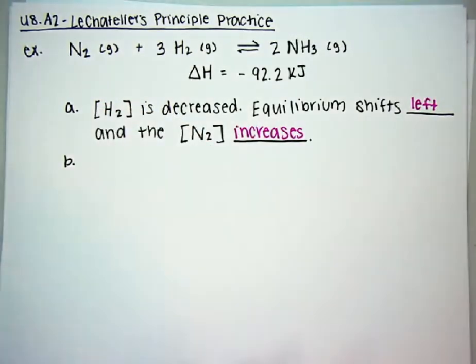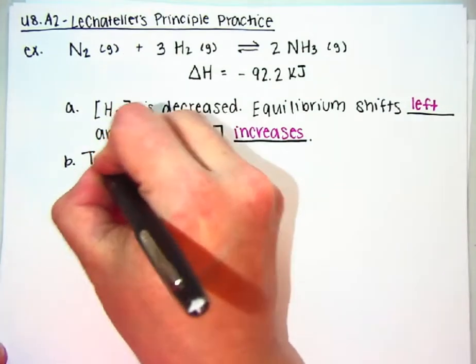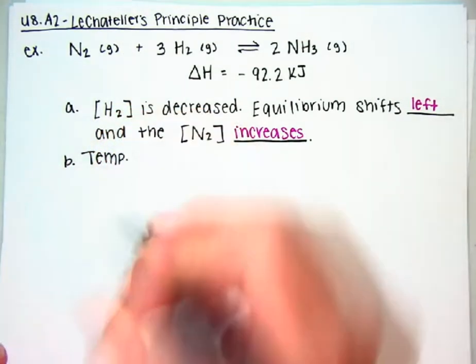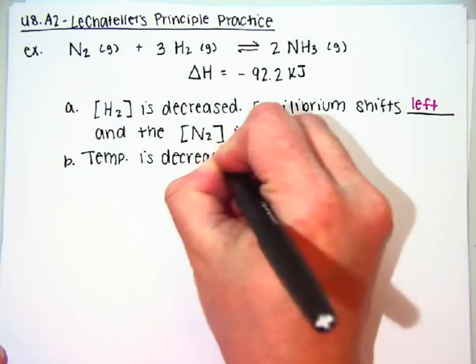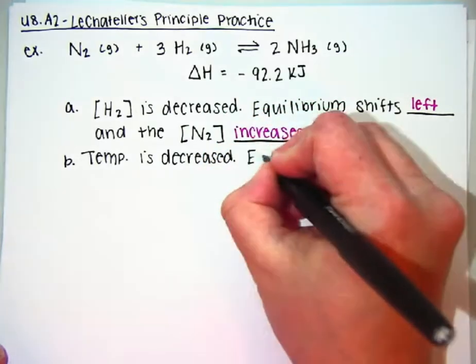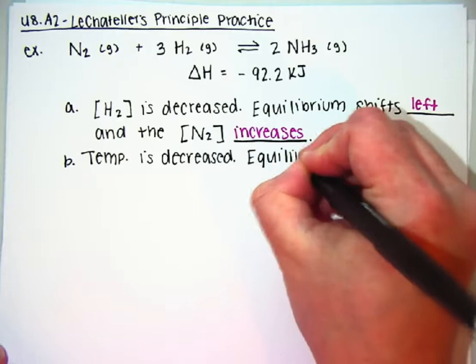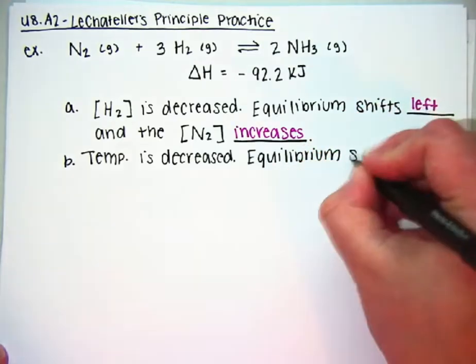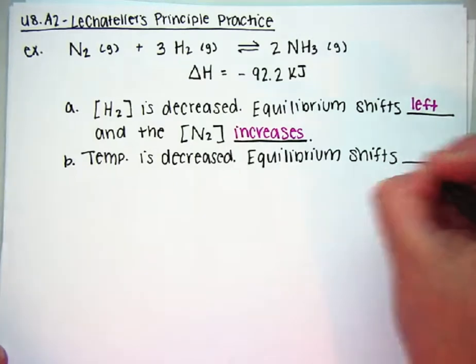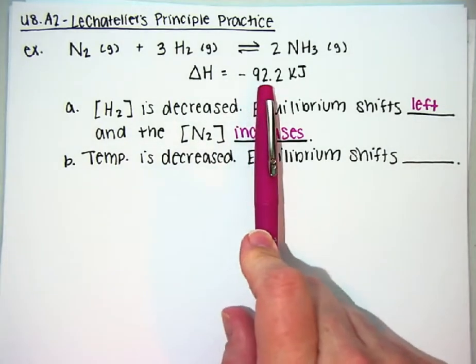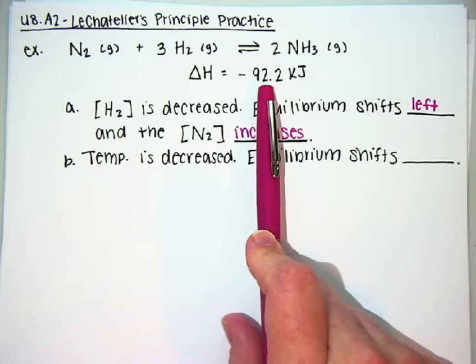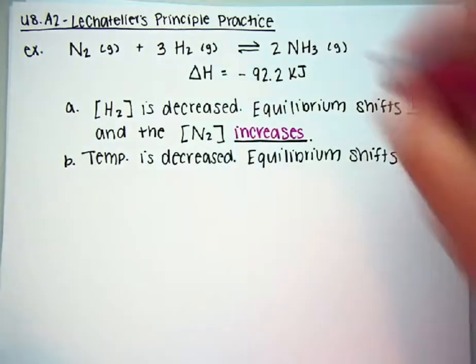Question B. Temperature is decreased. Equilibrium shifts which way? So now we have to think, where is heat going to go? Delta H is negative. That means this is exothermic. Heat is being released.